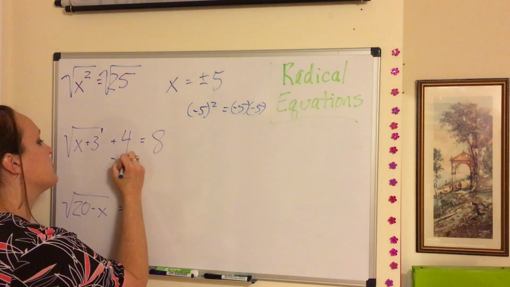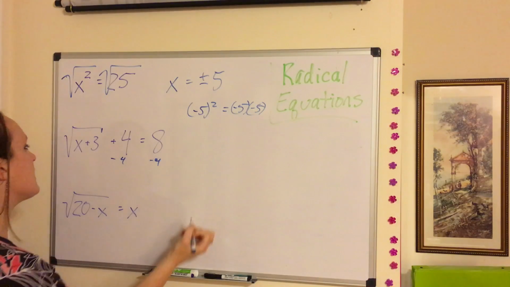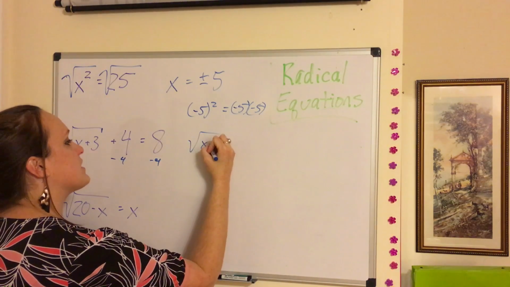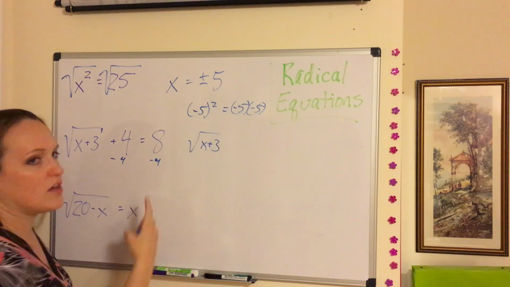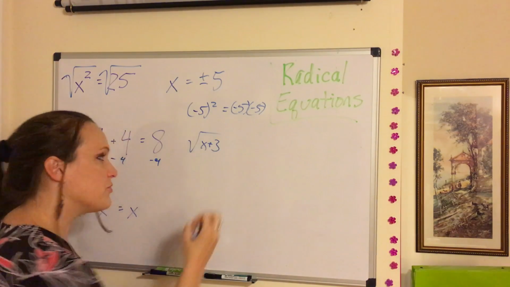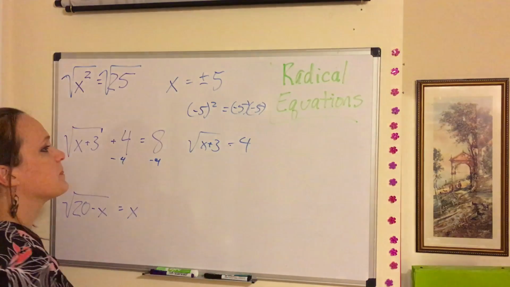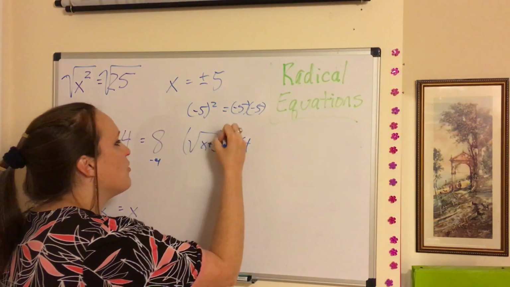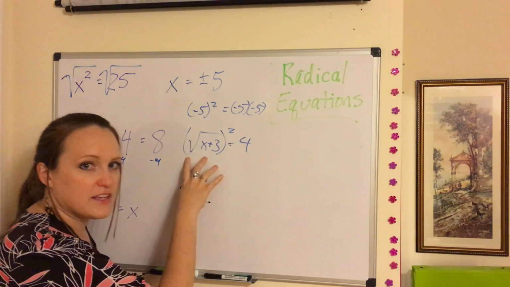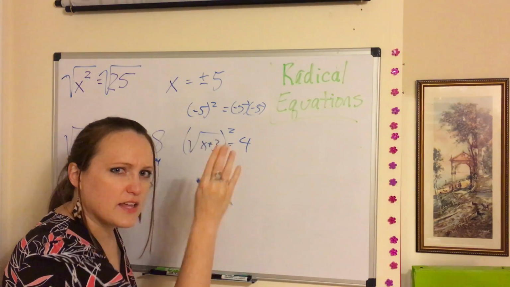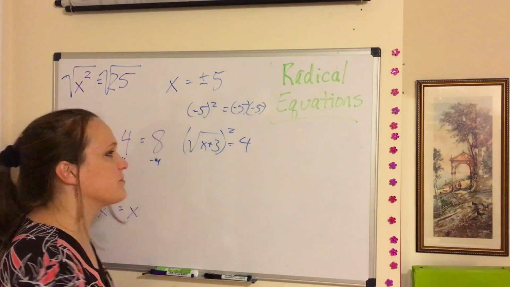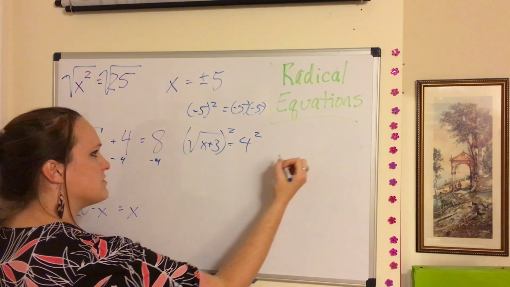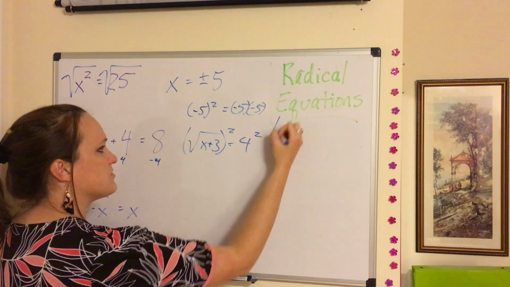So negative 4 to both sides. I still have my square root equal of x plus 3. And now 8 minus 4 is 4. So that is 4. Now I can square both sides because I have a whole side that's under the radical, and it's not like mixed types of terms. Okay, and 4 squared. So this comes to be, I'll just continue over here.